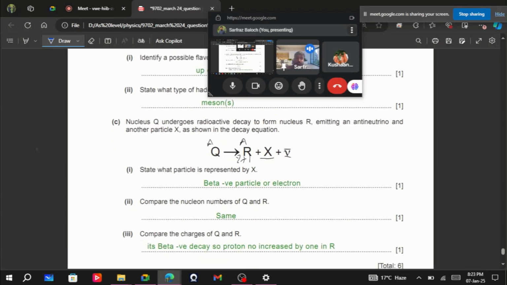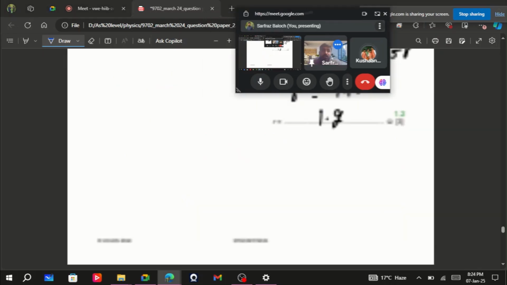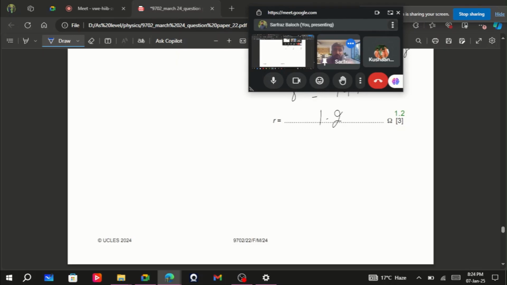Whenever a beta negative decay happens, an electron and an antineutrino come out as products. And whenever beta positive decay happens, a positron and a neutrino come out. Beta plus decay gives a neutrino. So in beta plus decay you get a neutrino, and in beta negative decay you get an electron and an antineutrino.